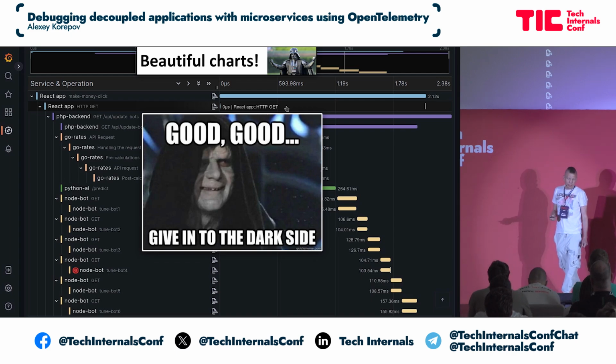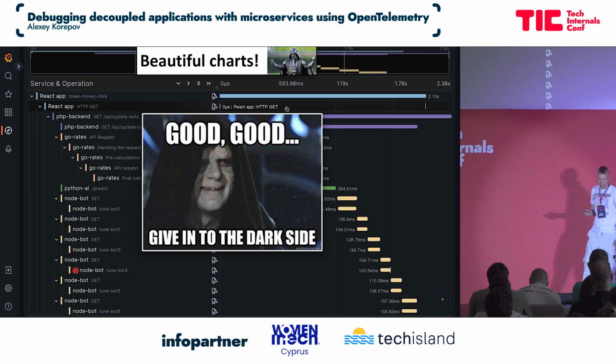Oh no, they are sucking us to the dark side. Let's get back to the right side.